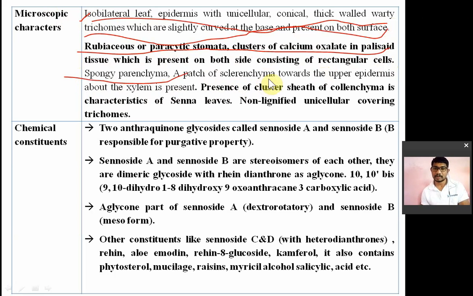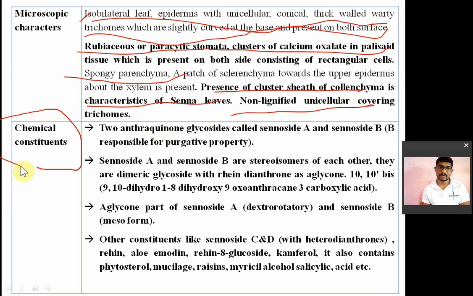Patch of sclerenchyma towards the upper epidermis, about the xylem is present. Presence of cluster sheath of collenchyma is a characteristic of Senna leaves. Non-lignified unicellular covering trichome. So just remember, rubiaceous or parasitic stomata, cluster of calcium oxalate, then presence of cluster sheath of collenchyma. That is the microscopic characteristics of your Senna leaves. Non-lignified covering. So that is the microscopic character.